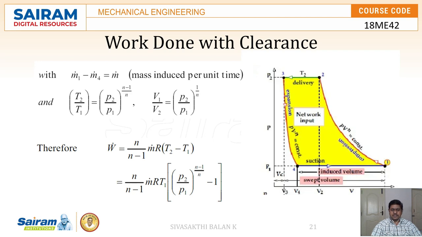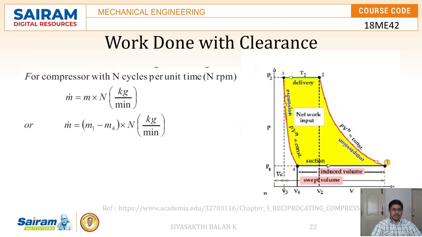Then we rearrange the terms and get n divided by n minus 1 into m dash R T1 into (P2 by P1 to the power (n minus 1) divided by n, minus 1). For a compressor with revolutions per minute equal to N, the mass flow rate is m into N kilogram per minute, or in general (m1 minus m4) into N.